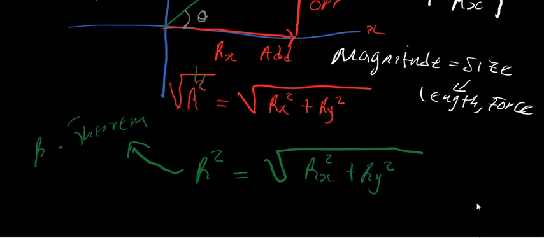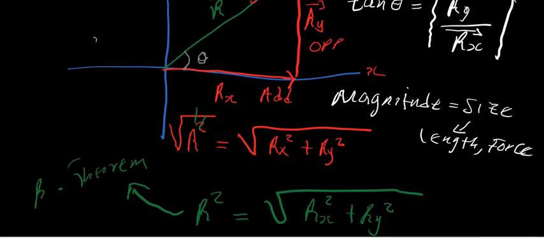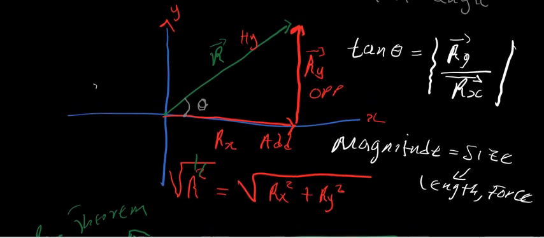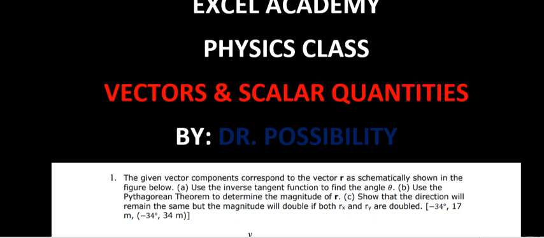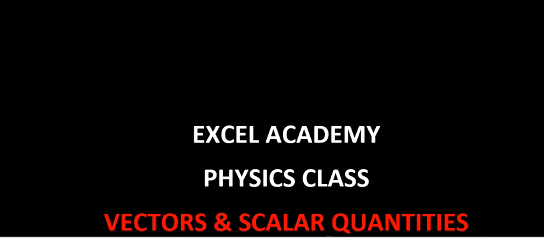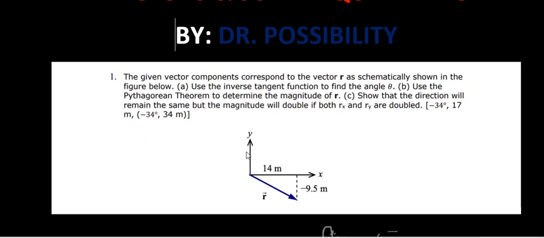Now let's quickly go back to our question and check what we have been given as the vector components. So guys, if you look at how the drawing is, this is your Rx, and that is your Ry.